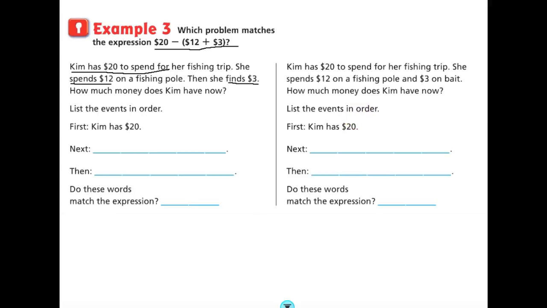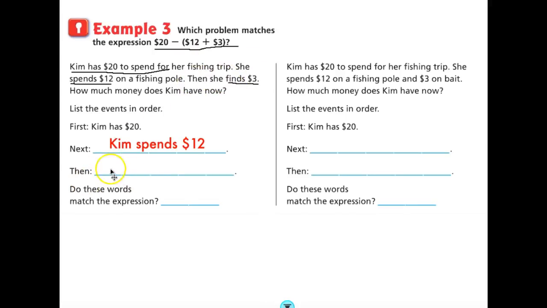So let's first of all look real quick at what she does, what the order of events are. So first of all, she has $20. We know she starts with $20, and that matches what the expression has right here. She starts with 20. What does she do next in this problem? She spends $12. So go ahead and fill that in your math textbook as well. Kim spends $12. Well, so far we match because we have $20 subtracting a $12 amount right here. So let's see if the rest of the problem matches.